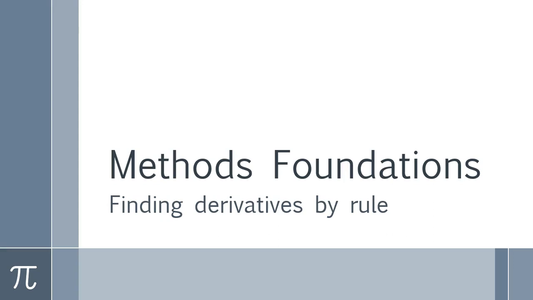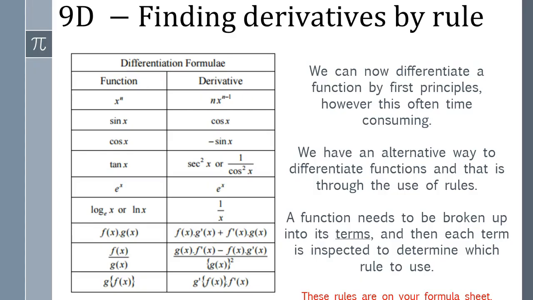All right, so I promised you an easier way of differentiating, and this is going to be it. So we have so far looked at derivatives by first principles. We're now going to have a look at derivatives by rule. So you can see here I've got a table, and these are all the rules that you can use in differentiation, and this is kind of what Methods 4 looks at.